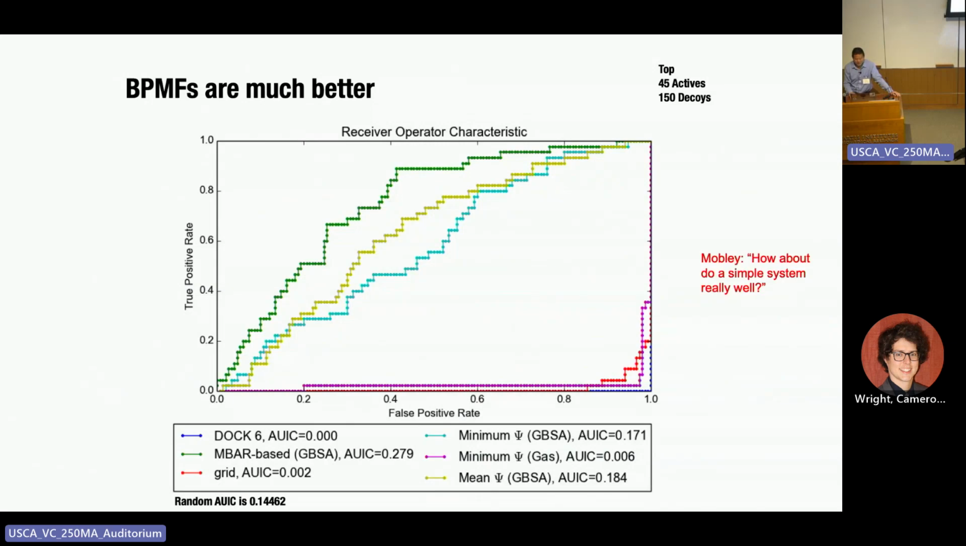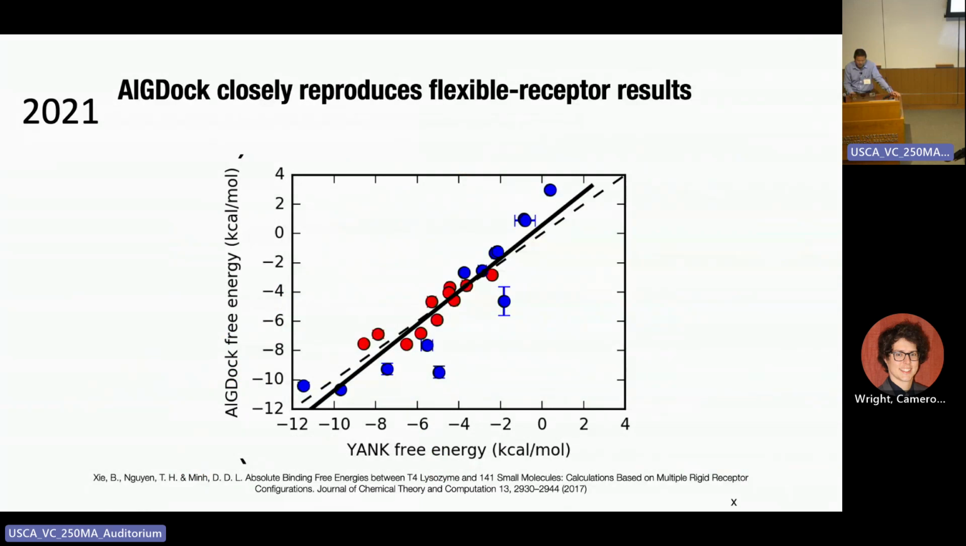So David Mobley suggested, hey, why don't you do one system really well instead of just trying this on a bunch of systems and maybe not so well. So we did this for T4 lysozyme, and after some time with receptor conformational sampling, we were able to reproduce an alchemical calculation with a flexible receptor.